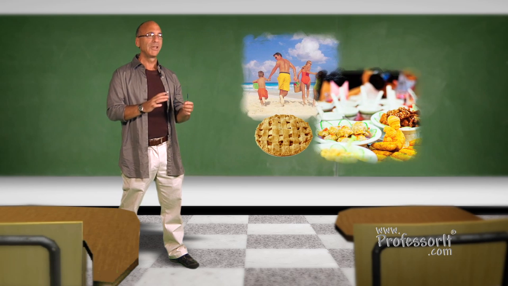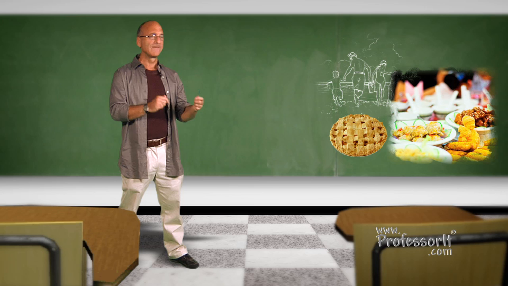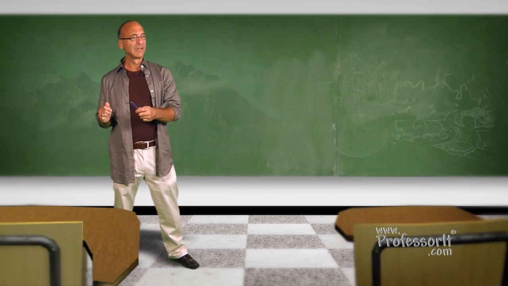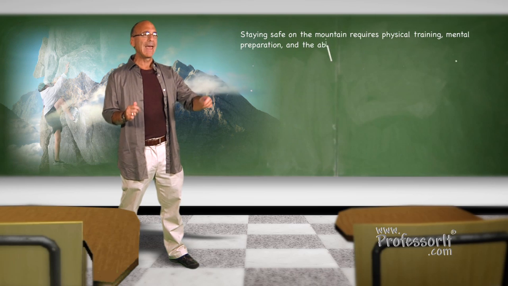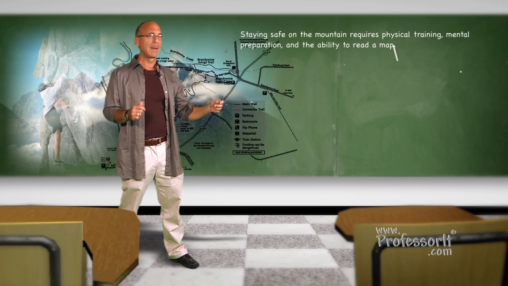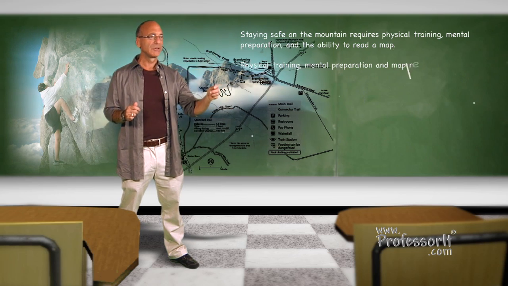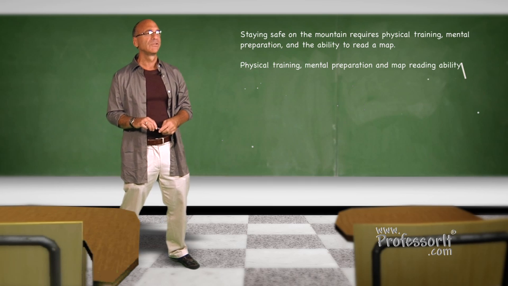Cooking, hunting, being able to find wood for the fire would sound better as cooking, hunting, and finding wood, wouldn't it? Here's another example of faulty parallelism. Staying safe on the mountain requires physical training, mental preparation, and the ability to read a map. How about physical training, mental preparation, and map reading ability? Add another comparison of two unlike things.